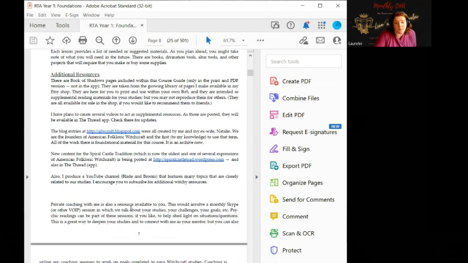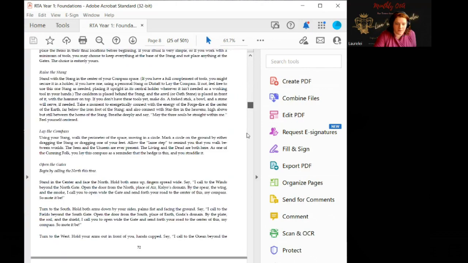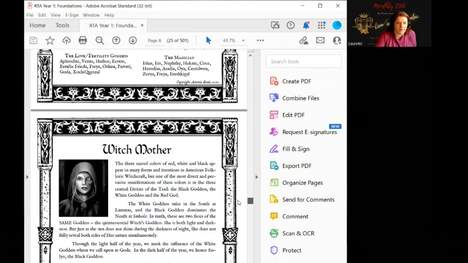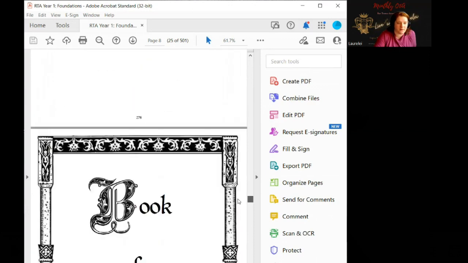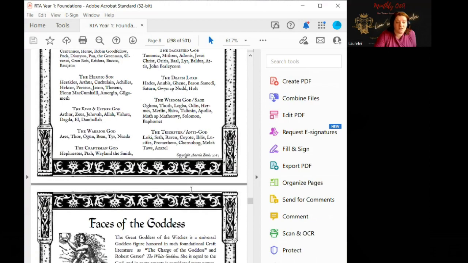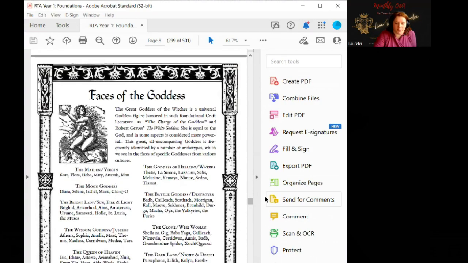Additional resources. Almost every lesson has some additional resources, including the BOS pages, the Book of Shadows pages. I'm going to scroll us down again to the back of the book. Sorry if it makes you dizzy. Okay, so about halfway through the book, a little more than halfway, I guess, is where the Book of Shadows pages start. These are supplemental. I want to reiterate that these are not the lessons themselves. You will be missing a lot if you only look at the Book of Shadows pages.